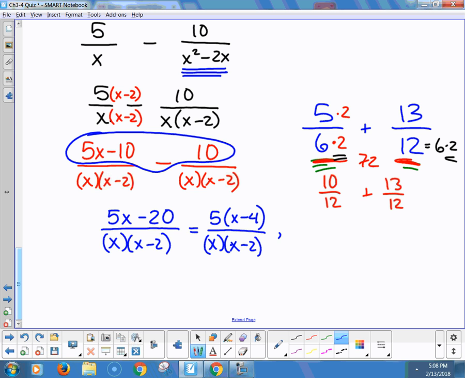With the caveat that x cannot equal 0 or 2. There is my answer.